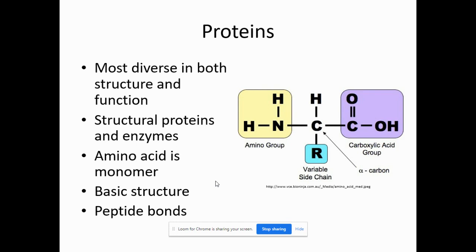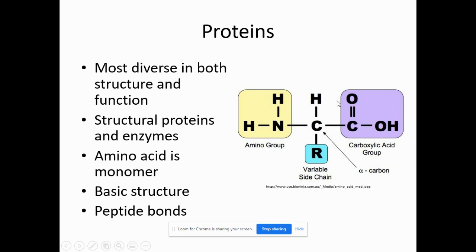The monomer of proteins is amino acid. All right, and so here is the basic structure of an amino acid. On one end of the amino acid, you have the amino group, with nitrogen here. The other end, you have the carboxylic acid group. Well, now you know why it's called an amino acid. You have the amino and the acid. All amino acids have this basic structure.